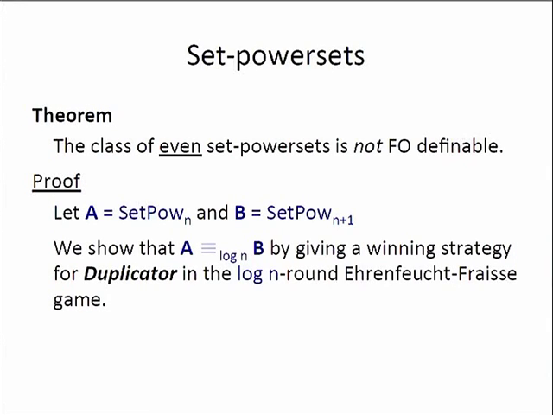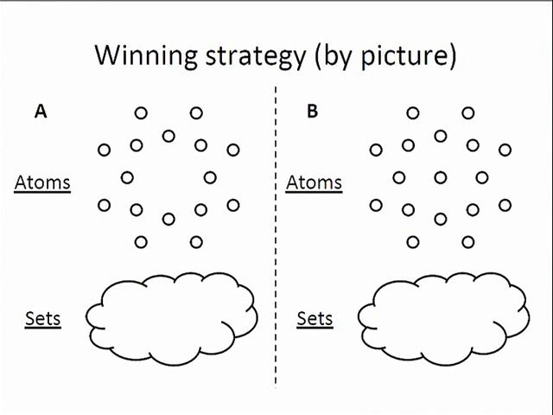Okay? So this establishes that the set of power sets is not first order definable. And again, I'm going to illustrate this strategy visually. Okay. So here's the picture of the structures A and B. We can see that A and B have the two sorts, the set of atoms and then some cloud of sets. And B has one extra element here, this kind of gray dot in the middle, okay? So we're gonna give a winning strategy for log n rounds.